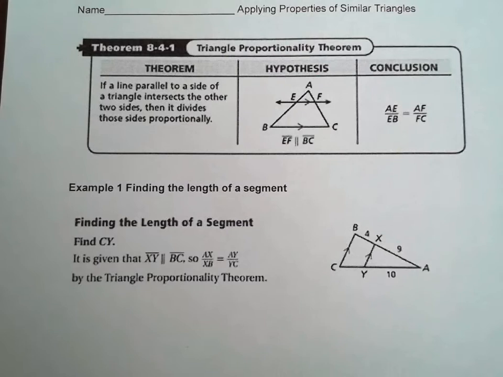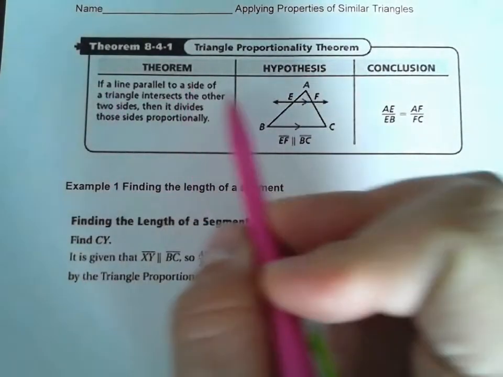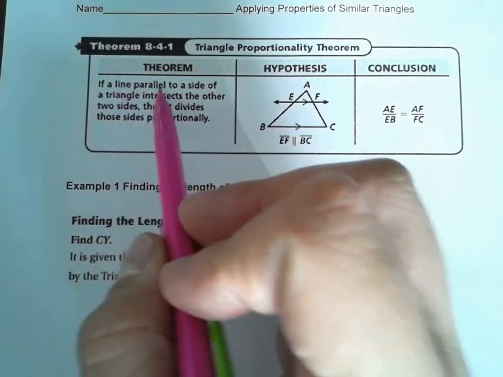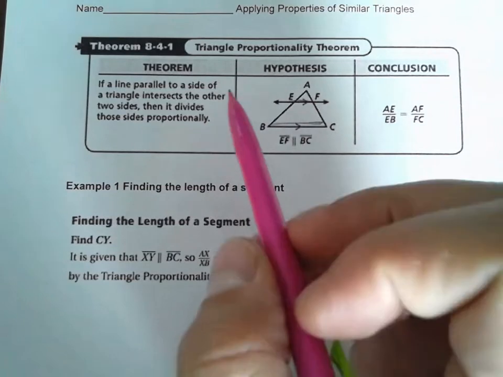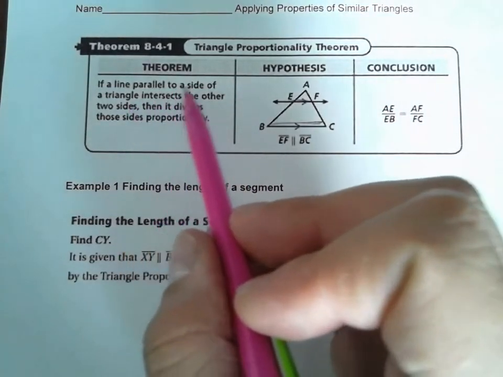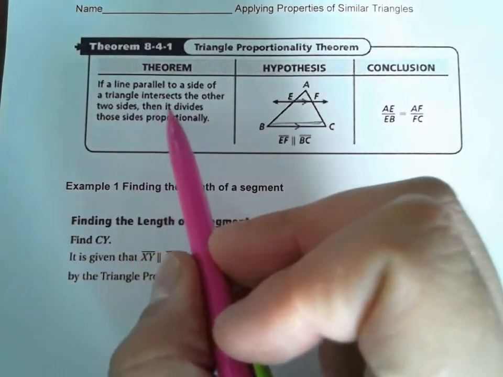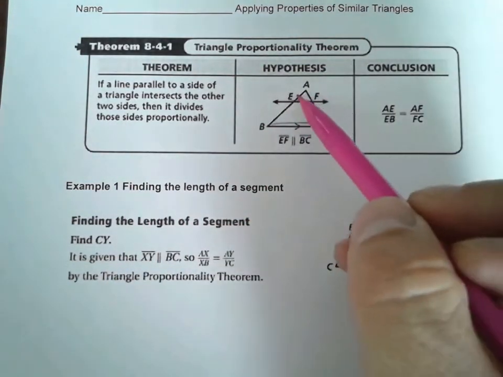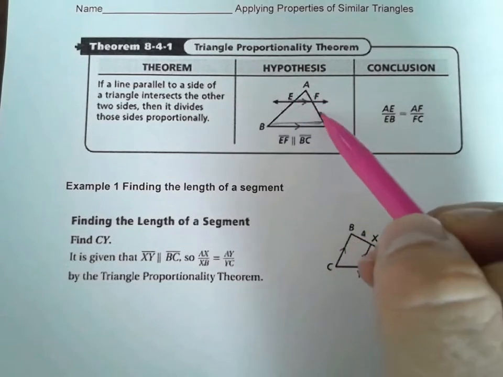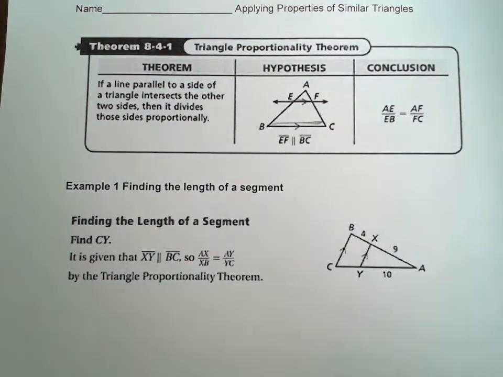And the first thing we're going to do is talk about the triangle proportionality theorem, which basically makes things a lot easier. It says that if a line is parallel to a side of a triangle and intersects the other two sides, then it divides those sides proportionally. So basically, the ratio of this side to this side is the same as this side to this side. So this makes many of your problems much easier.